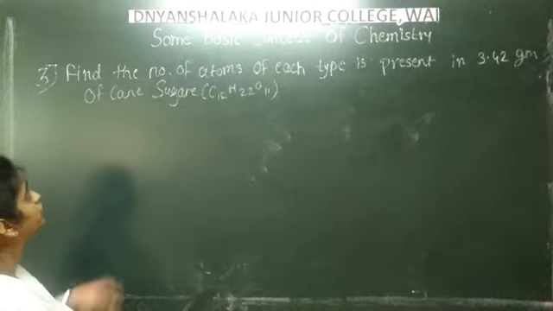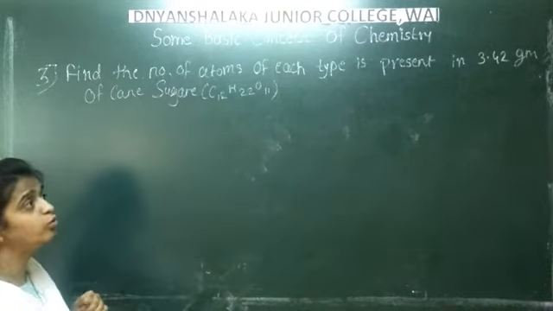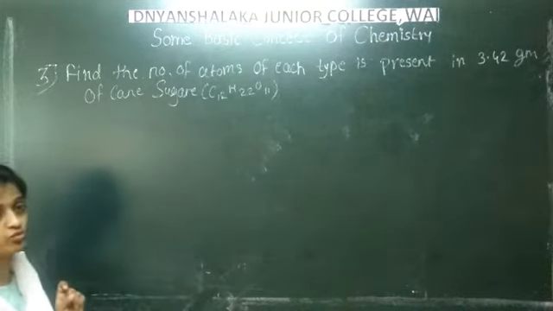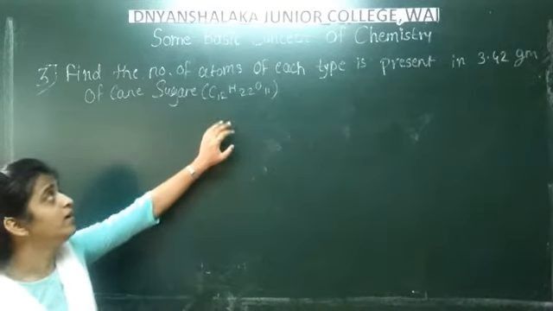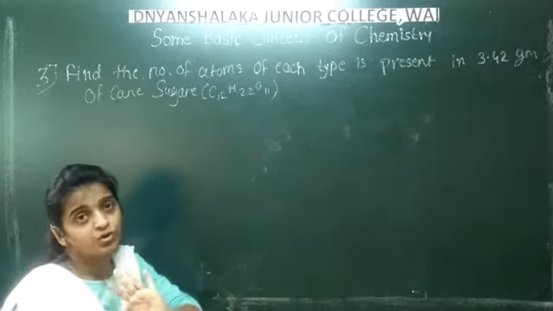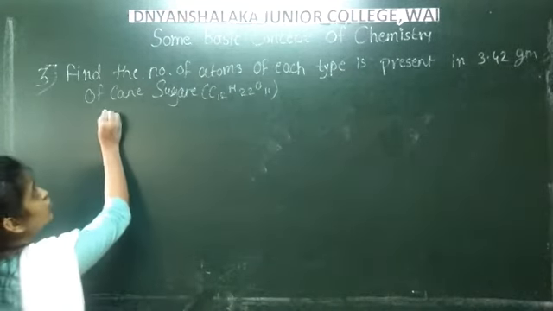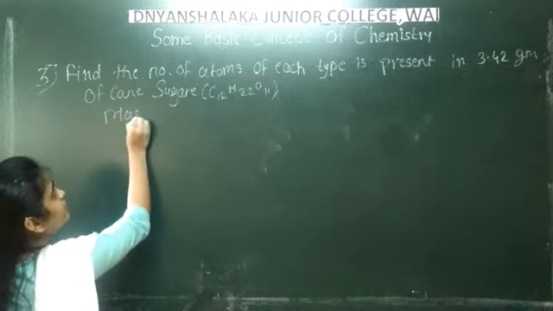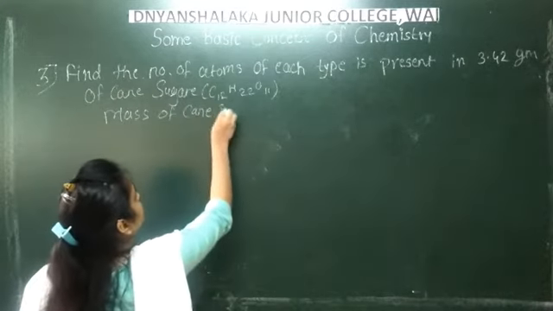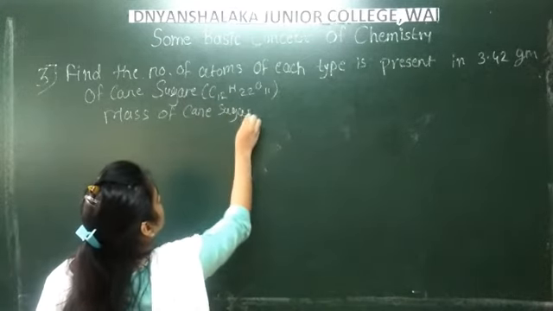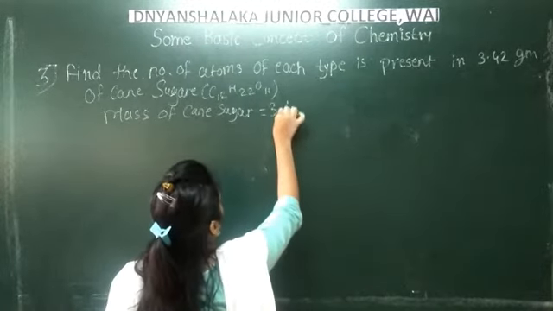Next, question number 3. Find the number of atoms of each type present in 3.42 gram of cane sugar. The molecular formula of cane sugar is C12H22O11. In this example the given value is the mass of cane sugar, 3.42 gram.